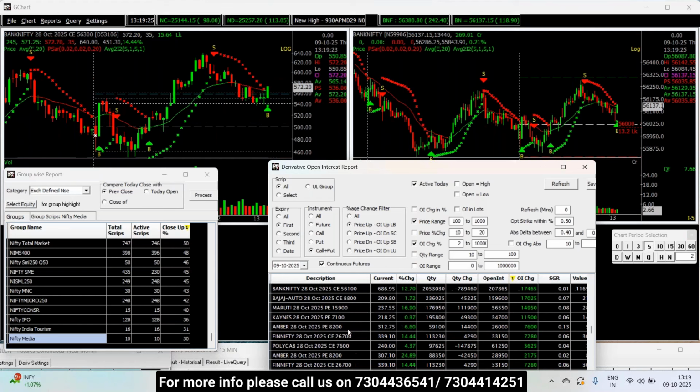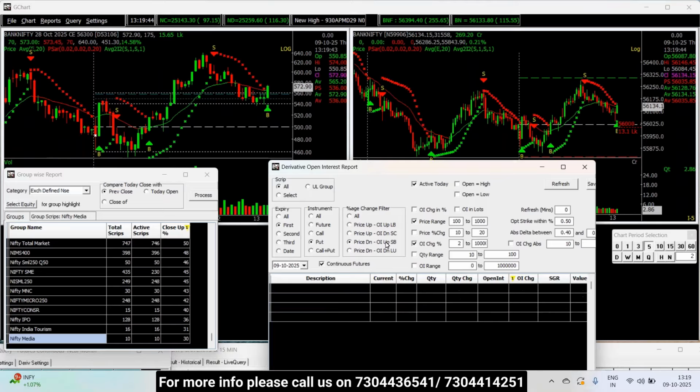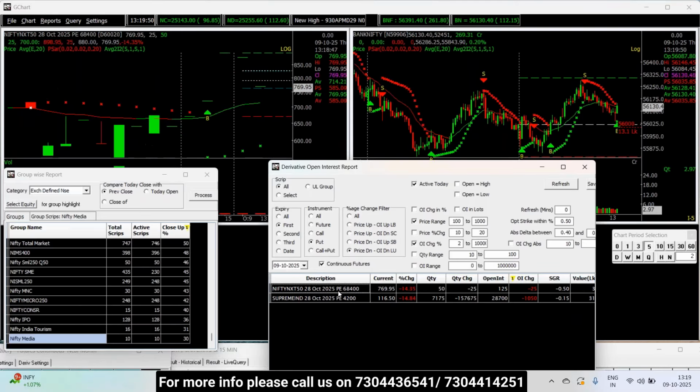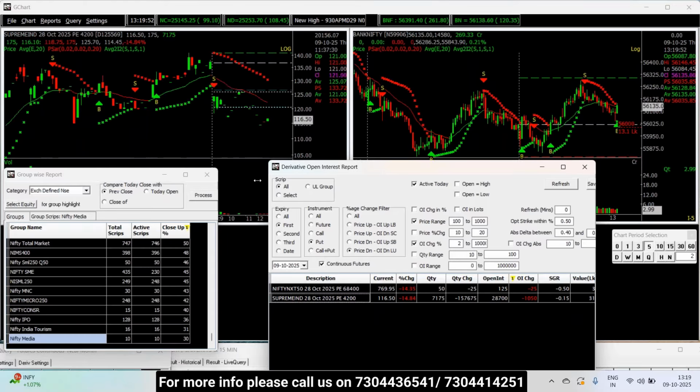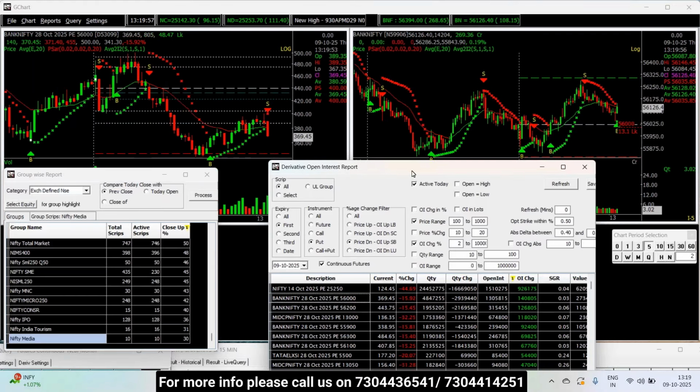And we have multiple options, and you can look out for this. If you want only call option, or only future, or only put, you can filter it out. Or if you want short covering, short build, long unwinding also, you can see. For example, I'll open this, and you can see and observe the charts. And this is one part about the open interest.